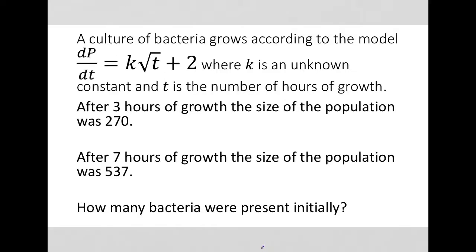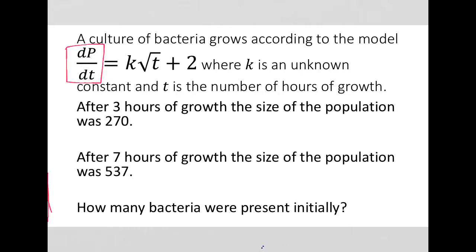Alright, this third lesson is going to pick up where the second one left off. Similar idea here as to what we ended with yesterday. We can use our ideas of solving differential equations to determine population functions or height functions. The idea is we're taking this derivative, dP/dt, the derivative of population with respect to time. We know it's modeled by this equation with an unknown constant, k times the square root of t plus 2, where k is an unknown constant and t is the number of hours of growth of a bacterial population.